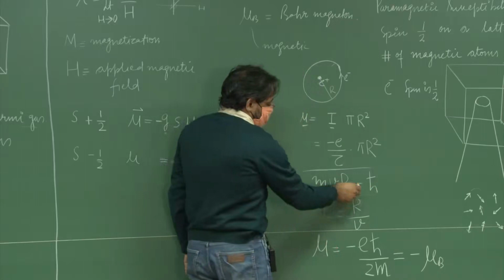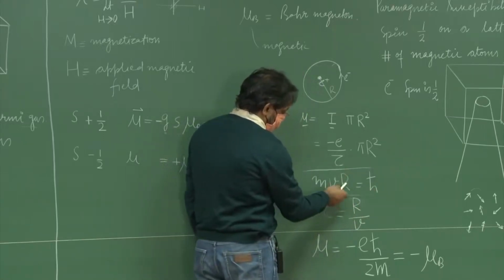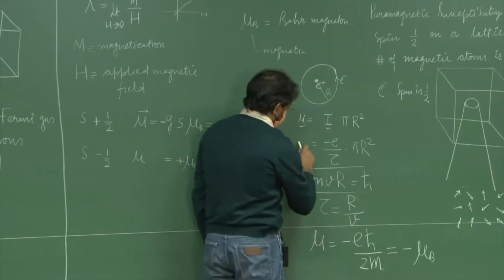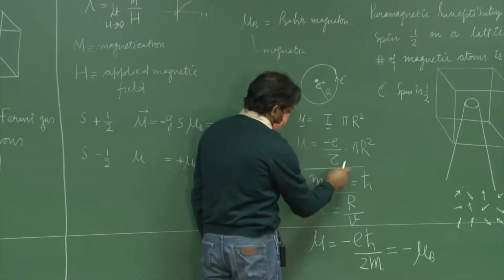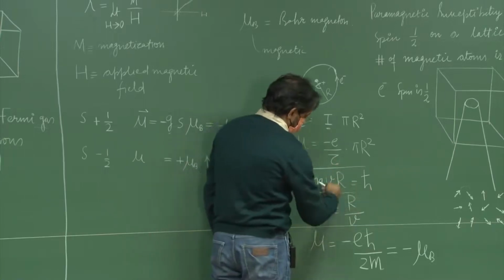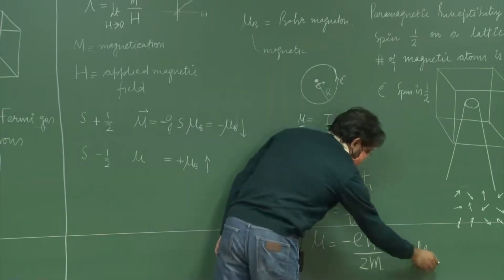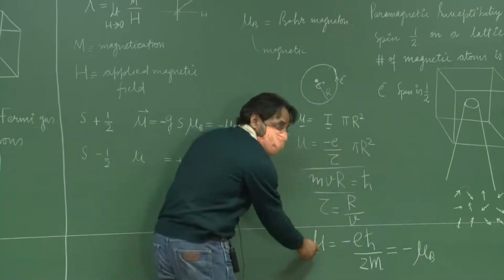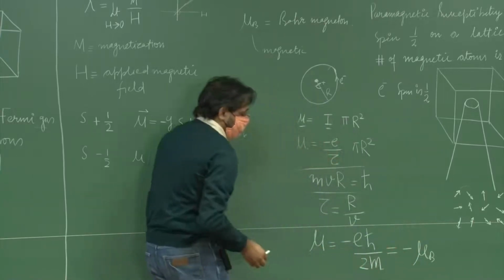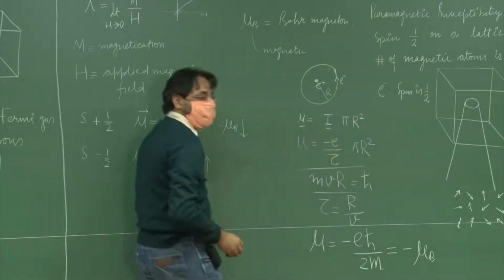So mvr is equal to h bar. So you can plug in the values of vr, eliminate it, and use this in this formula. Use tau equals r over v, and then put vr in terms of m and h bar, and this is what you are going to get for the magnetic moment in the ground state. Okay. So this is the definition of Bohr magneton. So mu b then is e h bar by 2m.